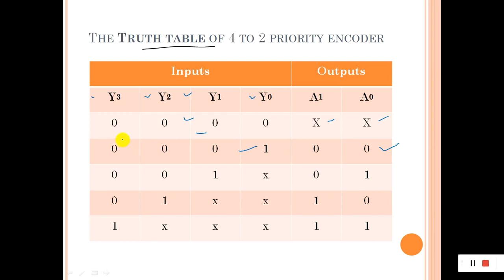Because in this one, Y3 has the highest priority and Y0 has the least priority, and all inputs like Y3, Y2, Y1 are 0 except Y0, the output will be considered as 0, 0. Fine. Now, if the value of Y3 is 0, Y2 is 0, and Y1 is 1, whatever the value of Y0, whether 0 or 1, we don't care, but the priority will be given to Y1. Then the output will be 0, 1.